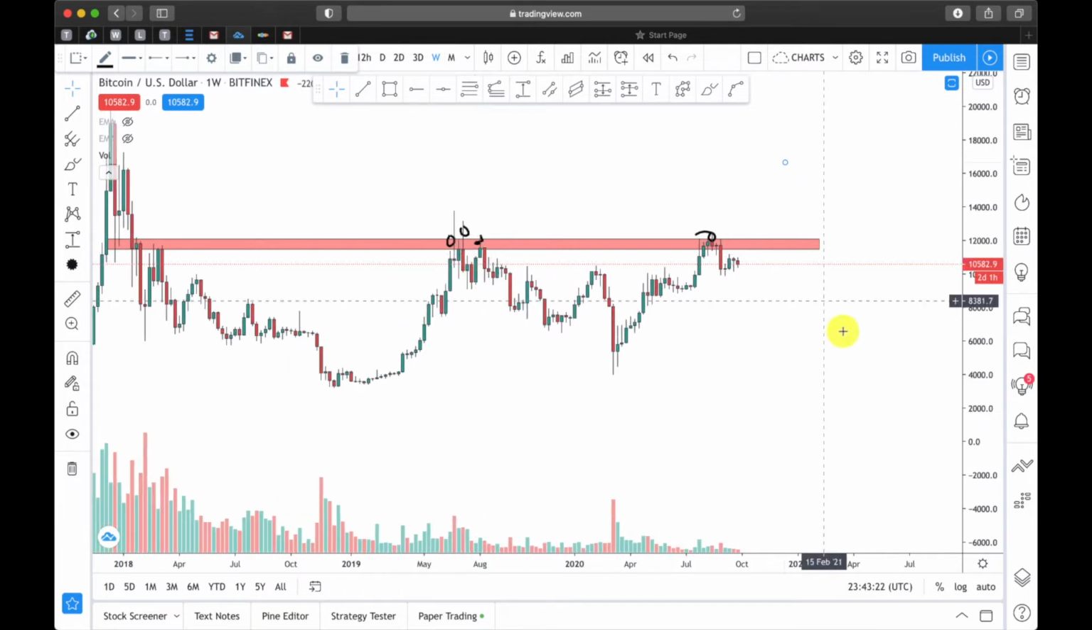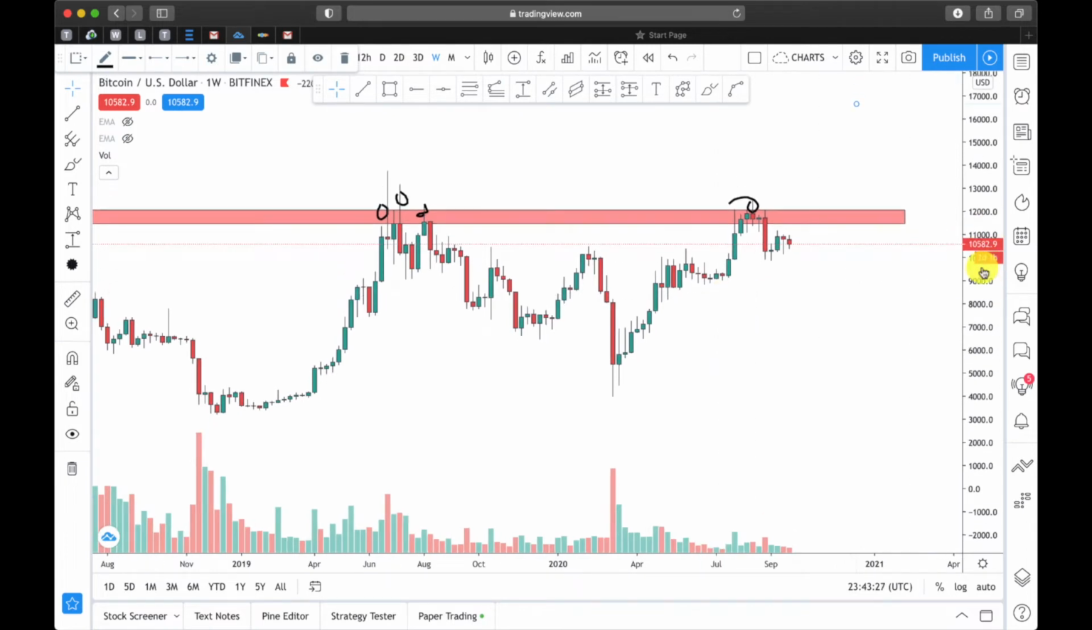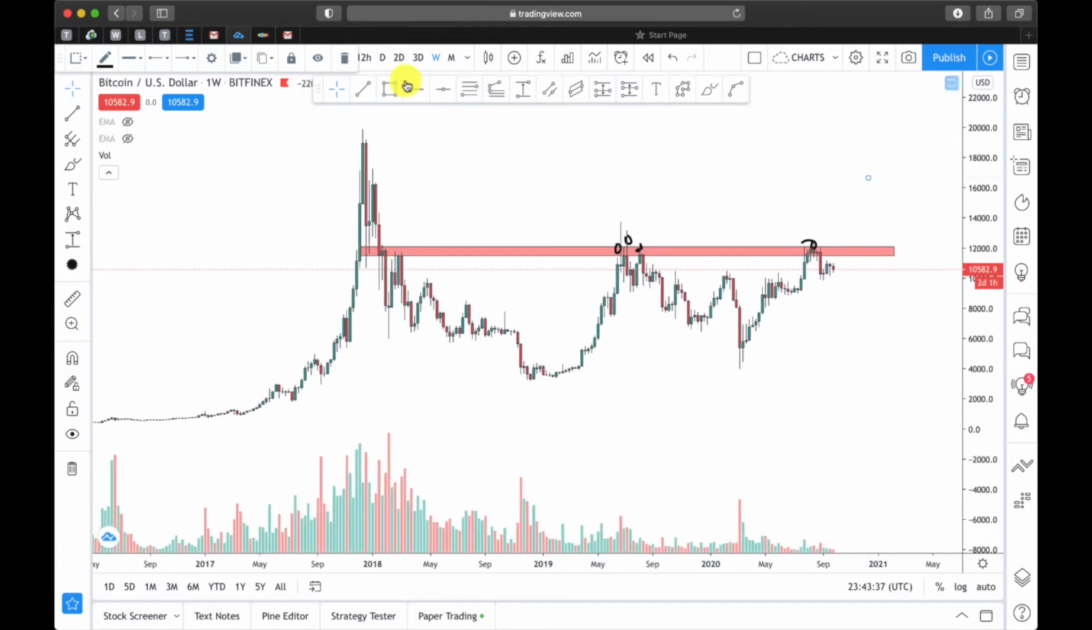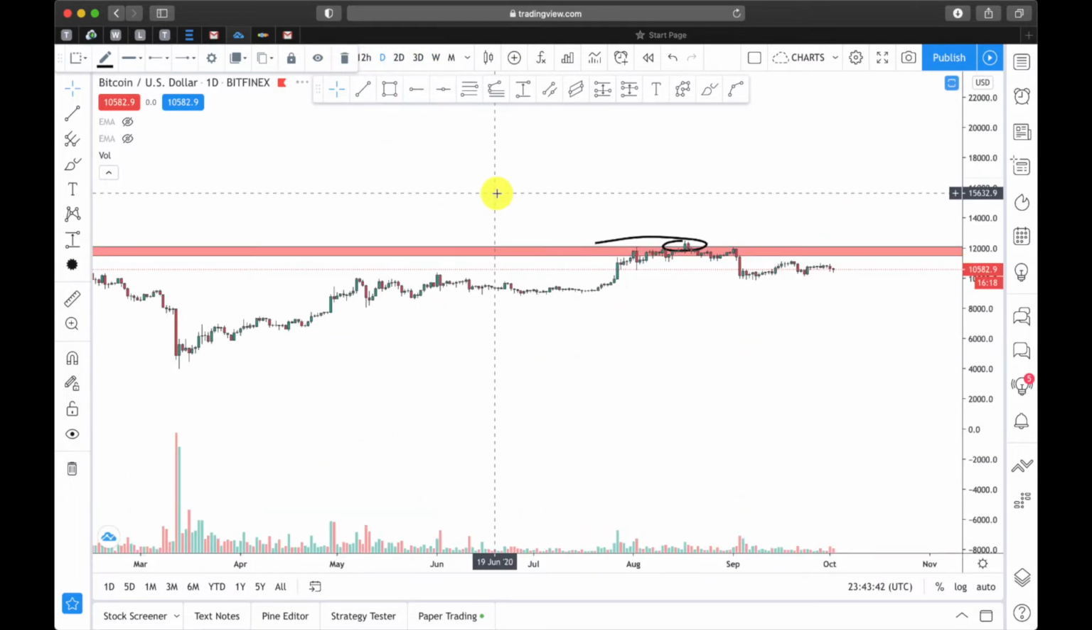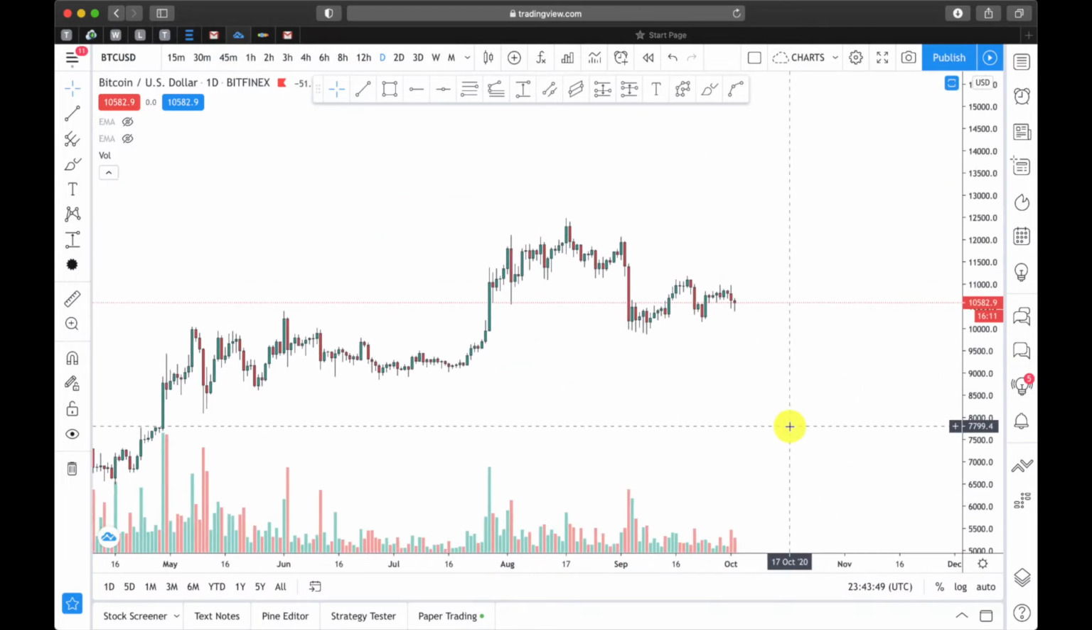So these are breakout traps. You don't want to enter a trade where the breakout has not been confirmed. Do you understand? Let's look for other breakout traps. Let's clear this up. Yeah. So we got another one.